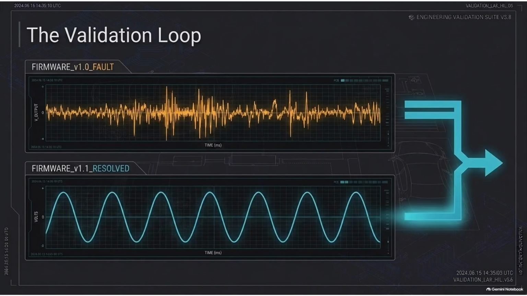Validation is a cycle. We find a fault in firmware version 1.0, the developer fixes it, and we come to retest. Look at the difference here. Version 1.0 is full of signal noise that you could see, while version 1.1 shows a perfect, clean sine wave.